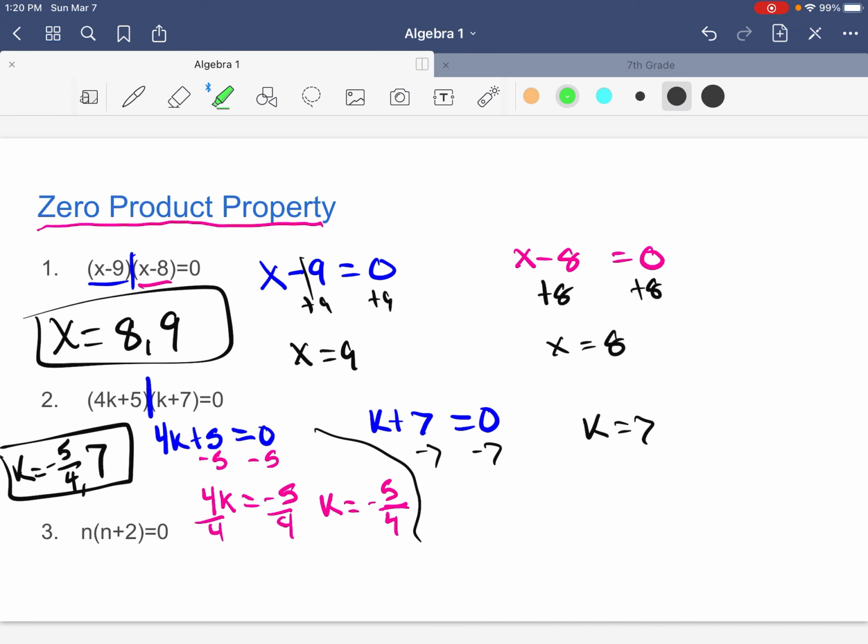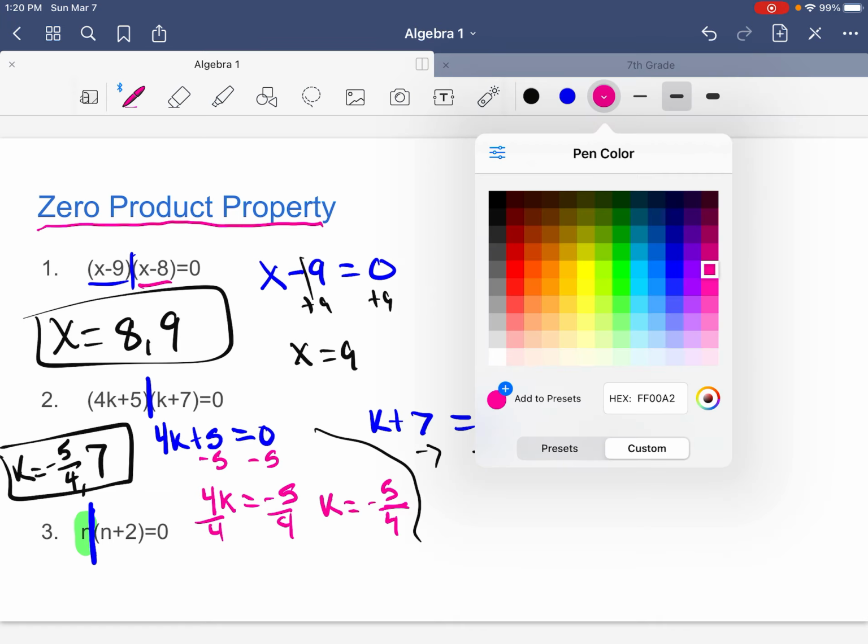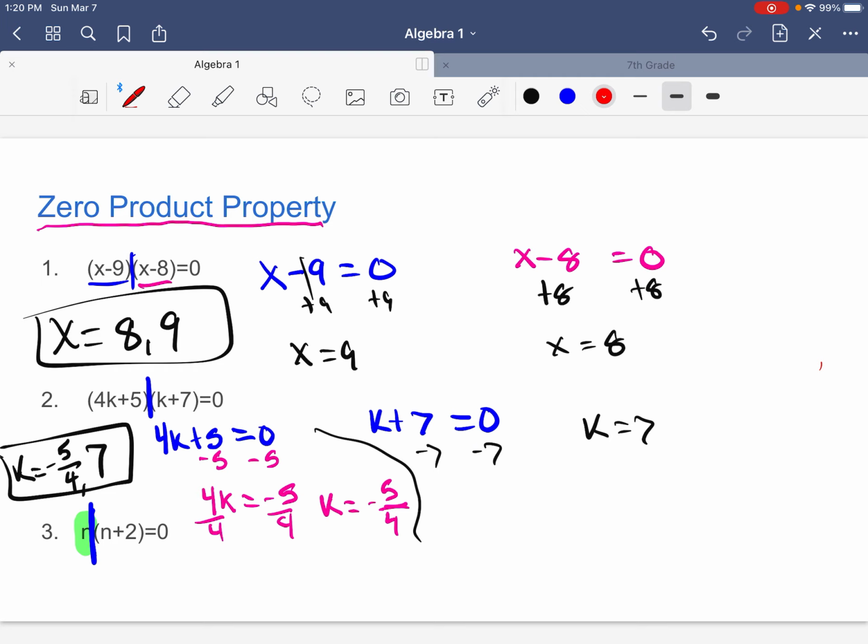This last one is a little bit different because you can see how there's an n and then the parentheses. So again, we're going to separate it at the parentheses. When I was in school, this type of problem would always trip me up, and I wouldn't separate the n. I would always forget about it. I'd always get points taken off of it. So it's still two separate problems. We say n equals 0 and n plus 2 equals 0.